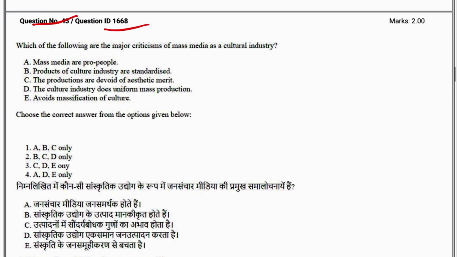Next, 68. Which of the following are major criticisms of mass media as cultural industry? Mass media are pro people? Wrong. Products of cultural industry are standardized? Yes. Productions are devoid of aesthetic merit? Yes. Culture industry does not inform mass production? Yes. Avoids massification of culture? No, this is incorrect. So BCD only. 2 is the answer.